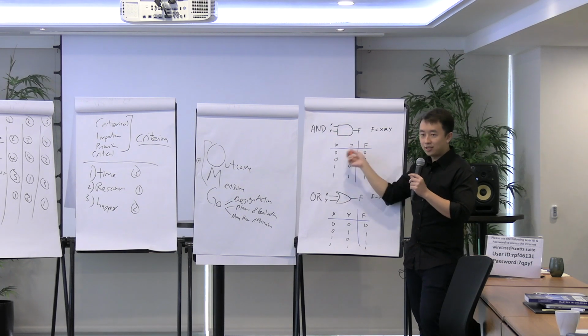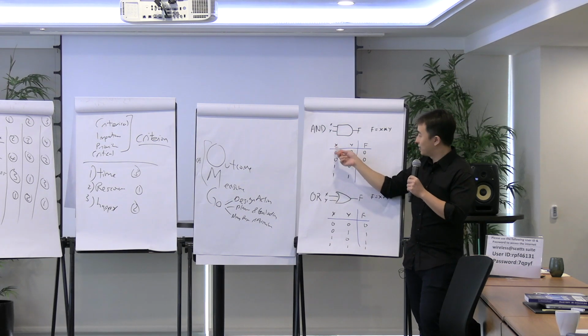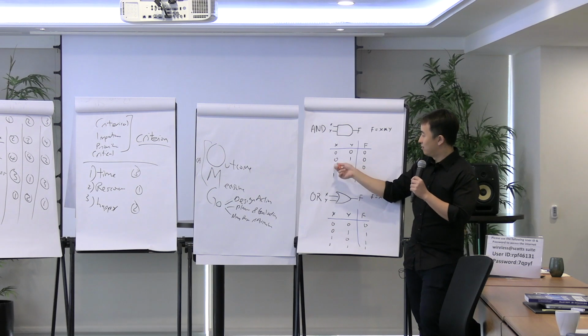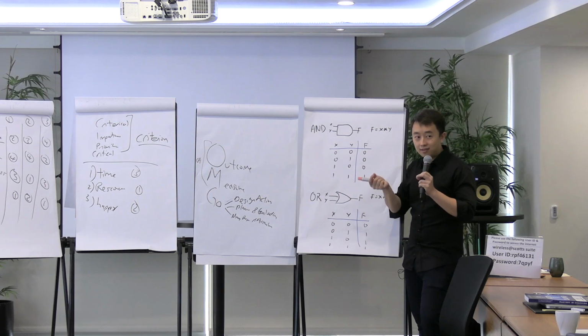So in the binary matrix, if X is 0, Y is 0, 0 times 0 equals 0. X is 0, Y is 1, 0 times 1 is still 0. X is 1, Y is 0, still 0. 1 times 1 equals 1. This is an AND gate.